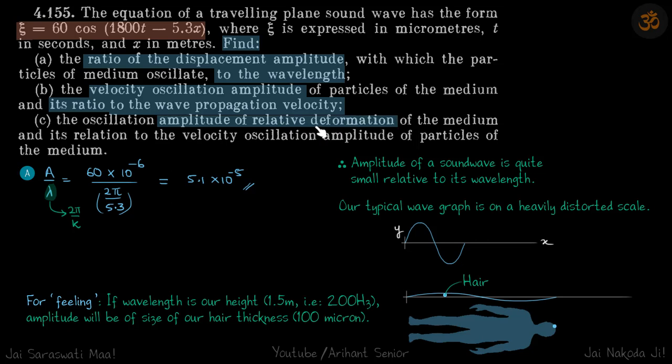Here also we need to find this. We'll see more of this relative deformation in detail when we do the C part. So let's do A and B. A wants us to find the amplitude of the displacement divided by the wavelength of the wave.